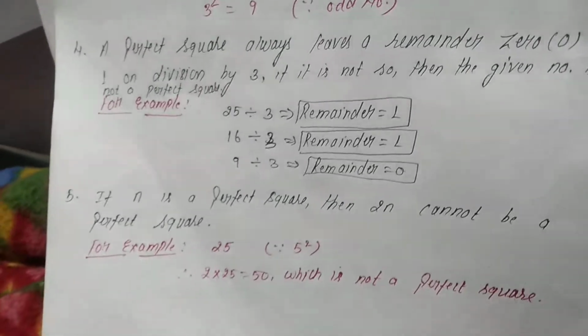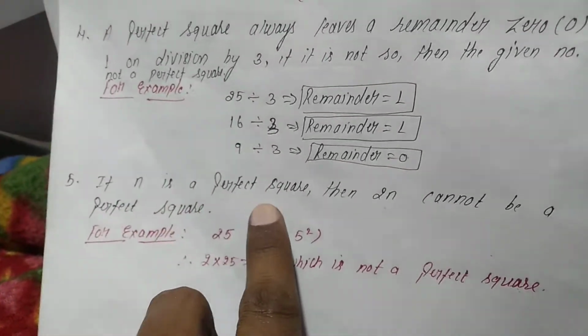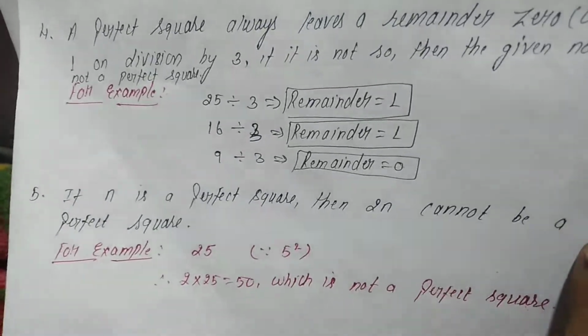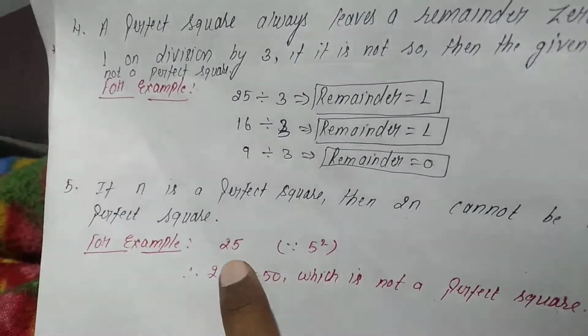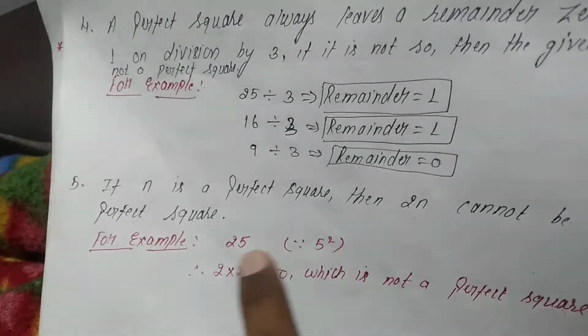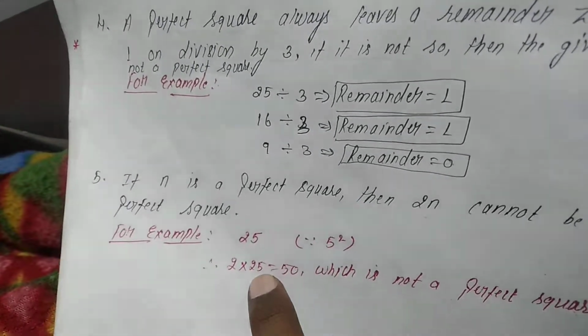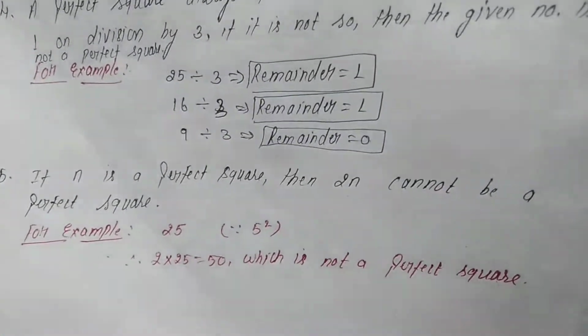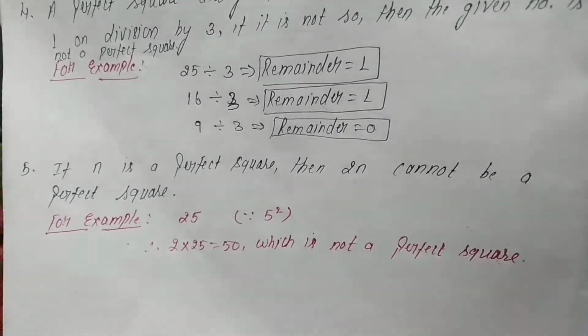Now moving to another property. If n is a perfect square, then 2n cannot be a perfect square. See, for example, 25 is a perfect square, the square of 5. So 2 into 25, that is 2n, is 50, which is not a perfect square at all. So this is clear here.